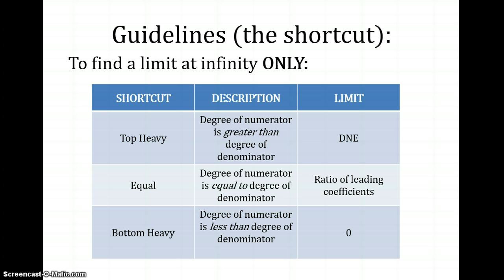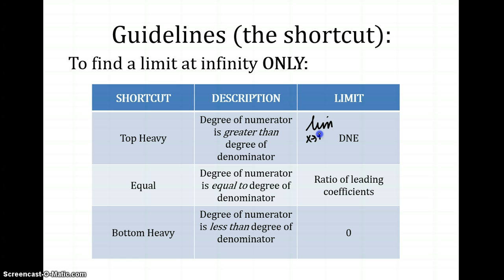Okay, now the shortcuts, and this is what you would have learned probably last year more so than the dividing. To find a limit at infinity only. Okay, so these shortcuts will not work on anything we discussed in Chapter 1. Rational functions can fall into one of 3 categories. Top-heavy, where the degree of the numerator is greater than the degree of the denominator. They can be equal, the degree of the numerator is equal to the degree of the denominator. Or they can be bottom-heavy, where the degree of the numerator is less than the degree of the denominator.